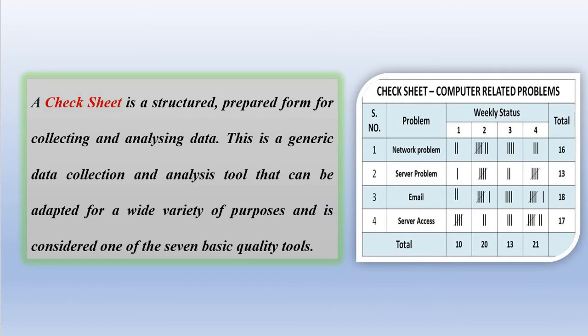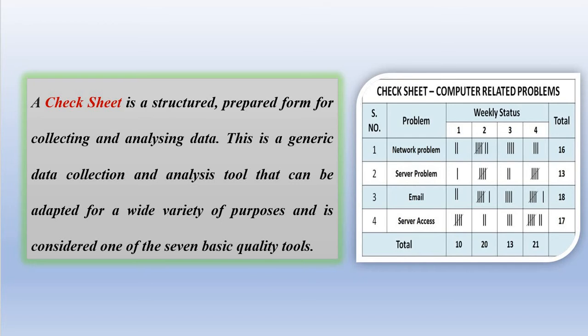Next tool is the check sheet. A check sheet is a structured, prepared form for collecting and analyzing data. This is a generic data collection and analysis tool that can be adapted for a wide variety of purposes and is considered one of the 7 basic quality tools. In the early stages of an SPC implementation, it will often become necessary to collect either historical or current operating data about the process under investigation. So, a check sheet can be very useful in this data collection activity.